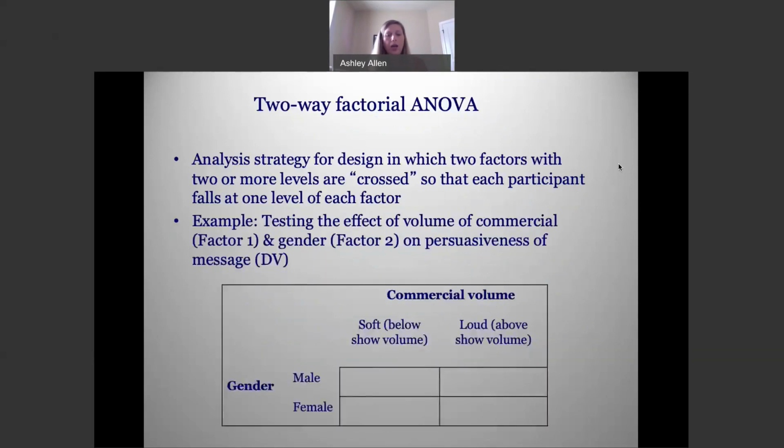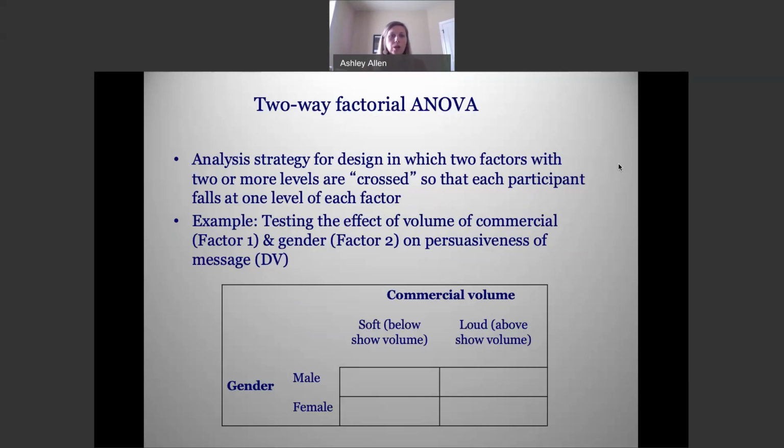Okay, so in this particular example, we've got testing the effect of volume of commercial, that's the first independent variable, and gender, the second independent variable, on persuasiveness of the message. Interesting. So we might have different predictions about how commercial volume impacts the persuasiveness of the message for men and women. So this is a standard 2x2. We have two independent variables and they each have two levels, and a 2x2 creates 4 total conditions.